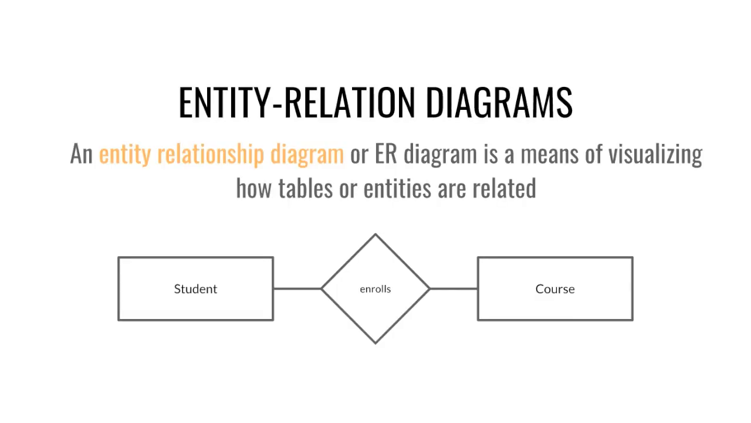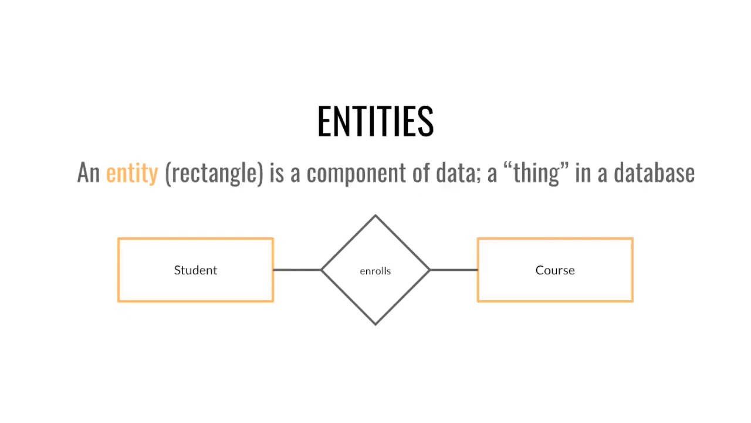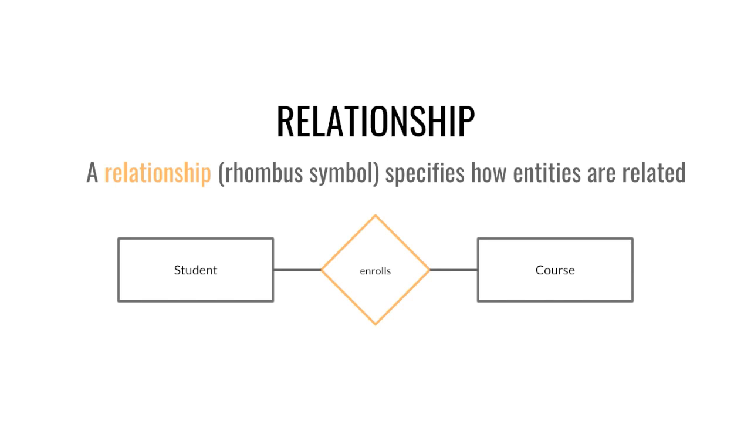Now we move on to ER diagrams, which are diagrams that allow us to visualize how entities or tables are related. So let's start with entities. An entity is just a thing in a database. So students are a thing, students are an entity, courses are a thing, courses are an entity. And between those 2 entities defined in a rectangle, we have a relationship. And this is a rhombus symbol, and it says that students enroll in a course. And you can do this for any 2 entities. Think about it. An instructor teaches a course. Whatever you can come up with, you can find a relationship for it.